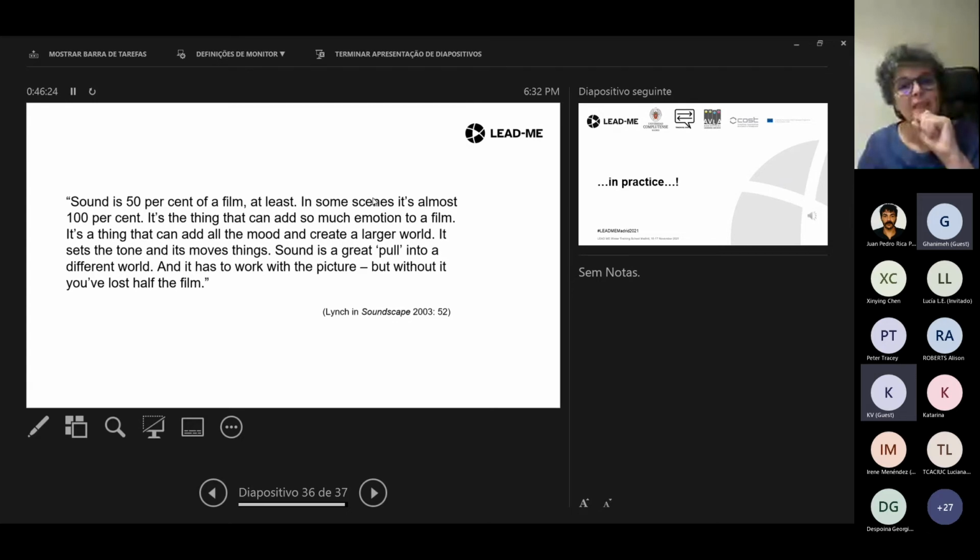Sound is 50% of a film at least. In some scenes, it's almost 100%. It's the thing that can add so much emotion to a film. It's a thing that can add all the mood and create a larger world. It sets the tone and it moves things. Sound is a great pull into a different world, and it has to work with the picture. But without it, you've lost half the film. And I now stop sharing.